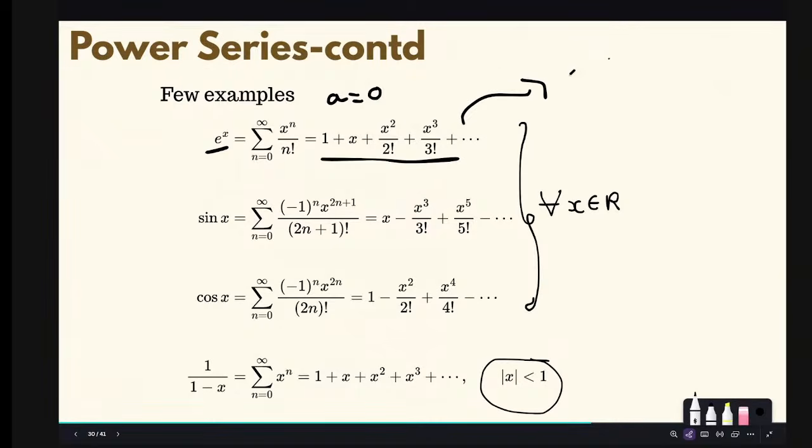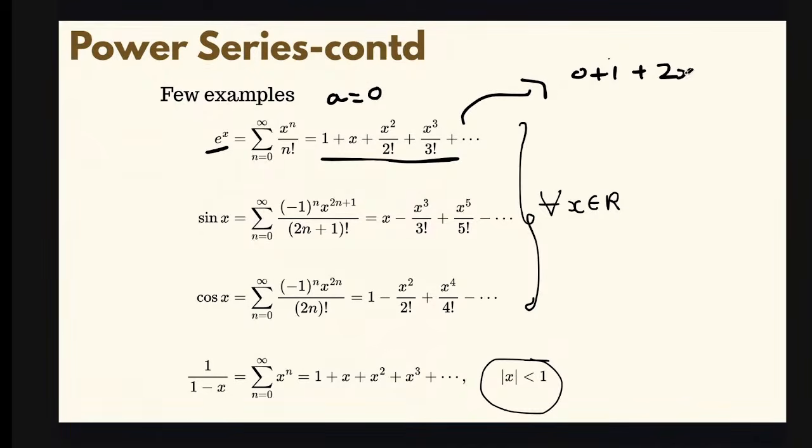So with this, let's try doing it. Let's differentiate this. You get 0 plus 1 plus 2x by 2 factorial plus 3x squared by 3 factorial and so on, which again is equal to 1 plus x plus x squared by 2 factorial and so on, which is again equal to e power x.